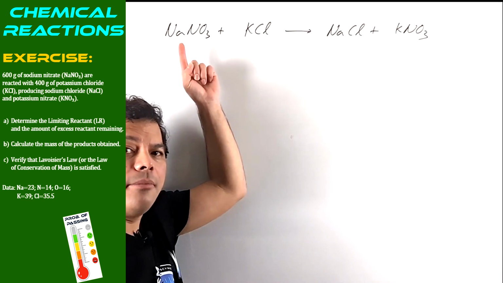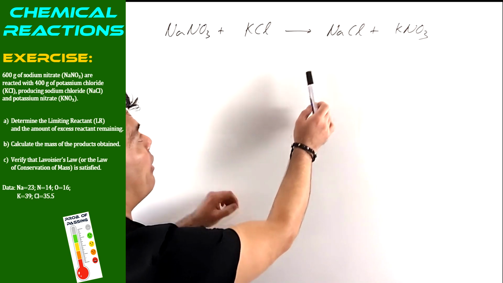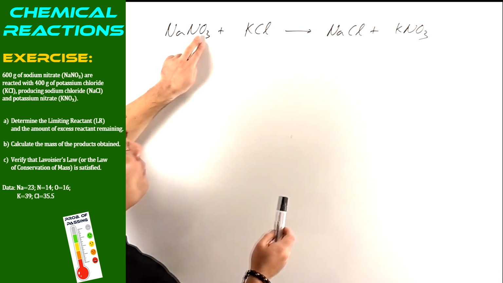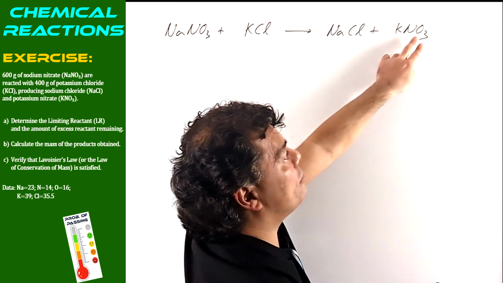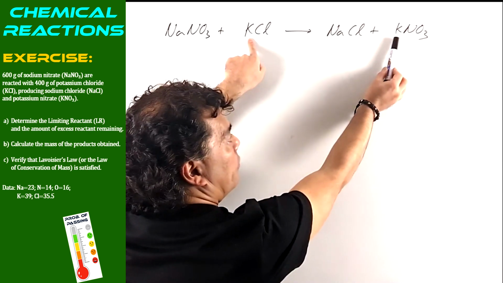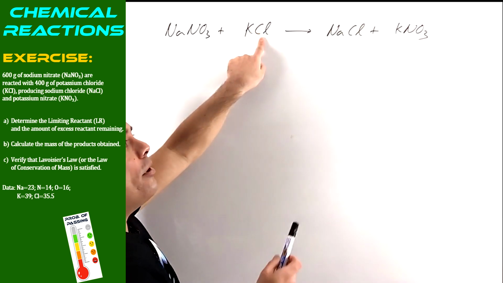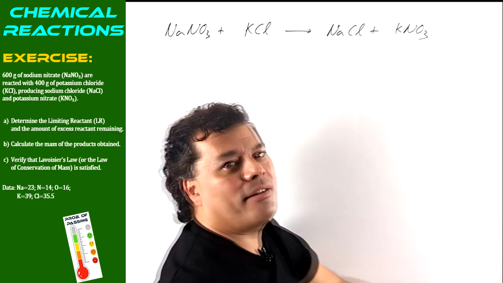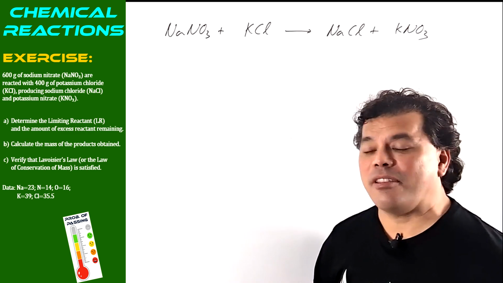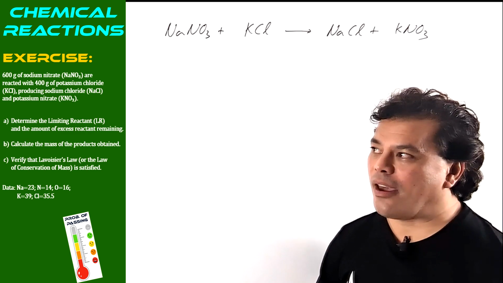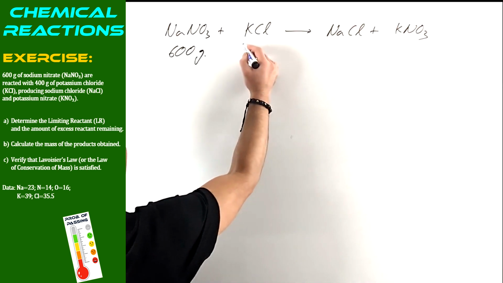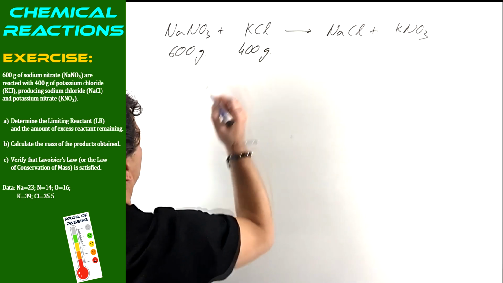One sodium atom on the left and also one sodium atom on the right. One nitrogen atom on the left and also one on the right. 3 oxygen atoms on the left and also 3 on the right. One potassium atom on the left and also one on the right. One chlorine atom on the left and also one on the right. So the equation is already balanced. And now let's place properly the amounts of substances that they are giving us: 600 grams of the first one and 400 grams of the second one.